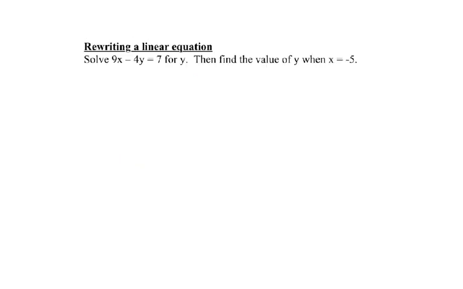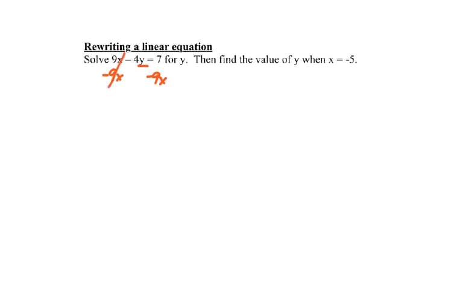Okay, so now we've got something that we're going to see in Algebra 2 a lot. We've got an equation that is in standard form. If we graphed it, it would be a line, but I can't graph it yet if I wanted to because it's not in slope-intercept form. So we are going to solve this thing for y. And to do that, the first thing I have to do is get rid of the other term first. So we are going to subtract 9x from both sides.